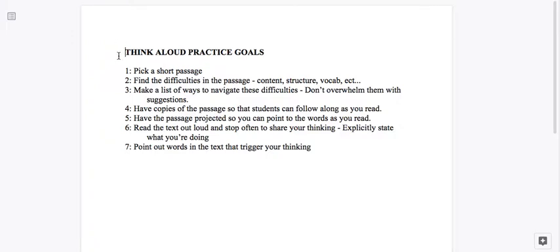So in terms of actually doing a Think Aloud, this is how it plays out. The first thing you're going to have to do is pick a short passage because remember, you're just going to be modeling the behavior for them. You don't have to make this a several day unit activity. Then you're going to go ahead, again, this is all before you introduce it to the kids. You're going to find difficulties in the passage. And then you're going to make a list of ways to navigate those difficulties.